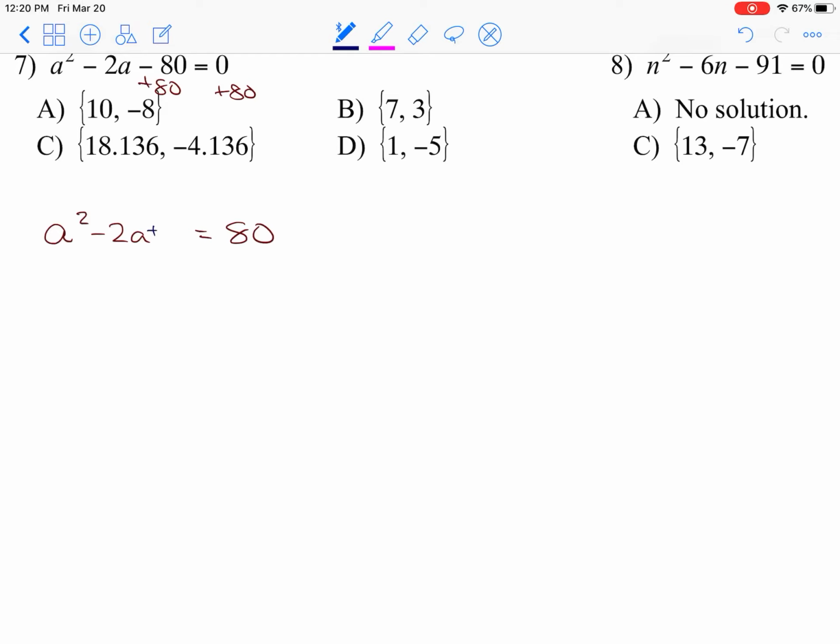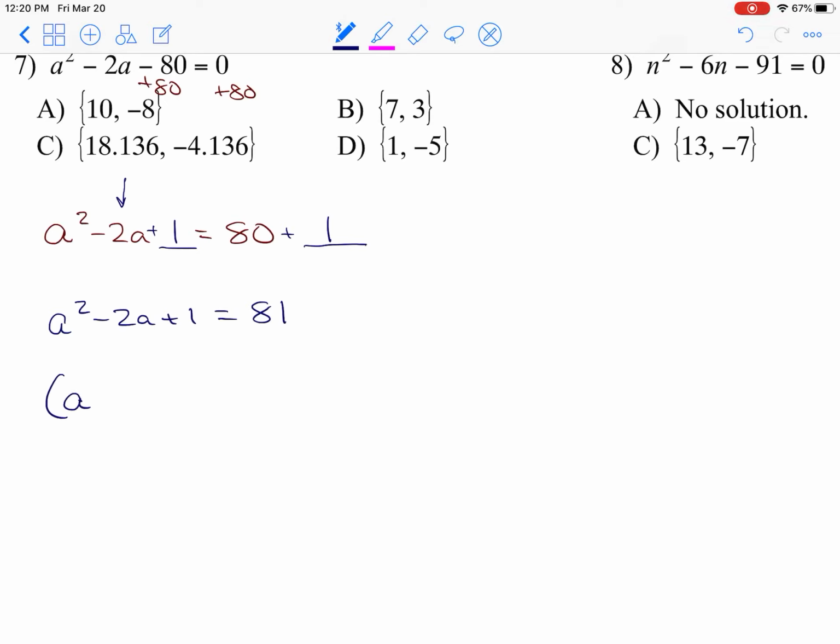Now I'm going to complete the square. I'm going to figure out what goes here, and because it's an equation, whatever I add to the left, I have to add to the right. Remember, to find that, we take half of our middle term, so half of that is 1, and then I square it, so it's still 1, because 1 times 1 is 1. So I get a squared minus 2a plus 1 equals 81.